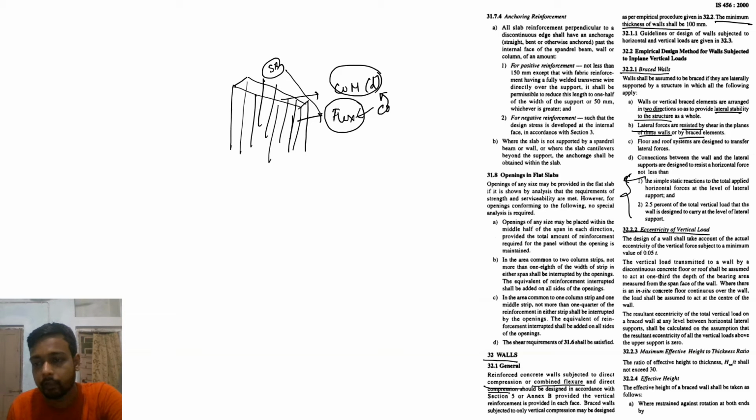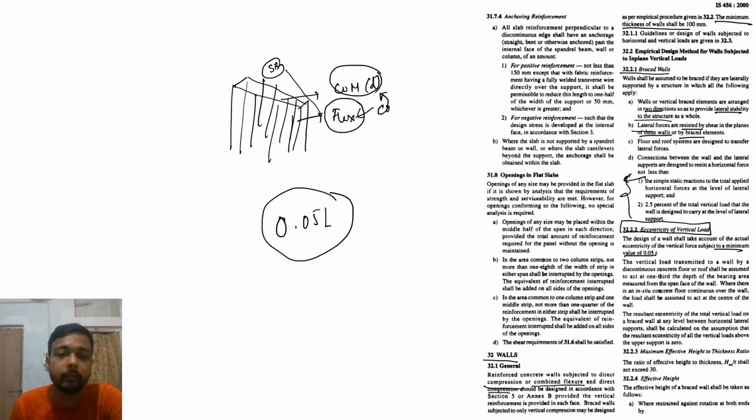Now we talk about the eccentricity. In some particular exams they ask about the eccentricity. The design of the wall shall take account of the actual eccentricity of the vertical force, subject to a minimum value of 0.05 L. This is the minimum eccentricity. Suppose your wall length is 10 meter. Then the minimum eccentricity should be 5 by 100 into 10 meter, but in millimeter. So 100 cut out, then 500 is your eccentricity.